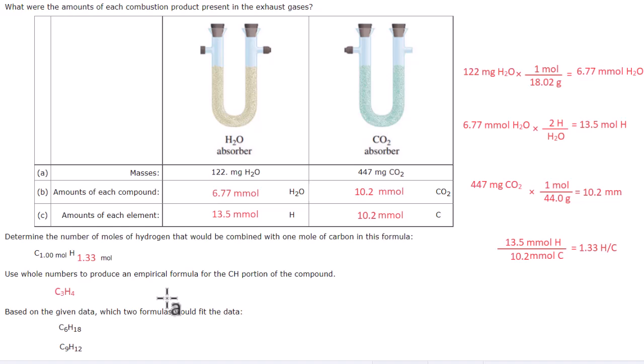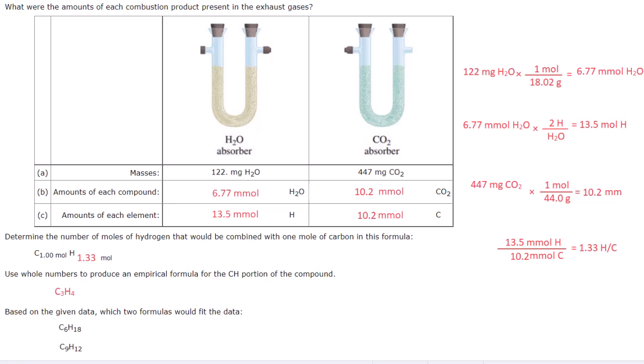This is the lowest whole number ratio, but if you look at C9H12, you could divide 9 by 3 and get 3, and 12 by 3 to get 4. So this is the same ratio. This has 1/3 more hydrogen than it has carbon. So if we had this substance, C9H12, we could have had the same result.